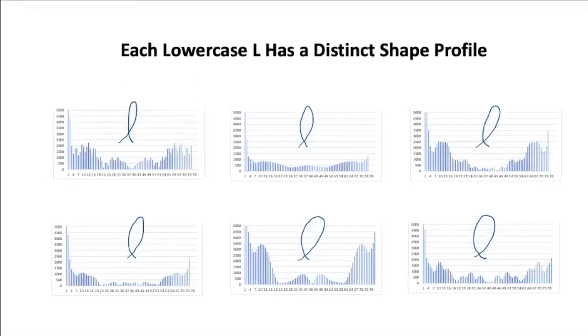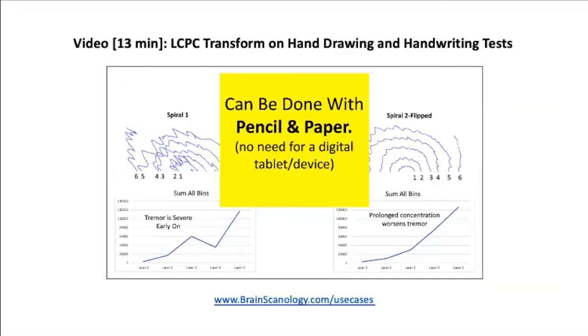So I won't go into much detail about how we can measure handwritten letter shapes since we have a separate video that goes into those details. Suffice it to say, our software sees each of these lowercase cursive L's distinctly, and it can do so for each number on a clock. So for those who are interested in how our software measures differences in handwriting, you can see this video on the use cases page of brainscanology.com.